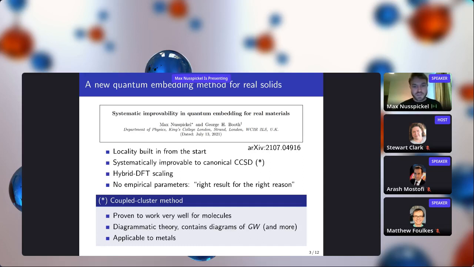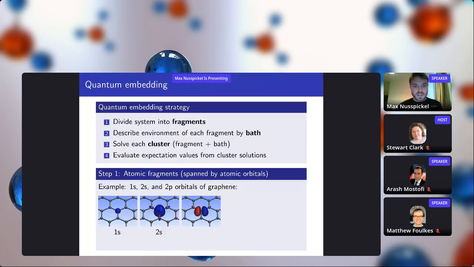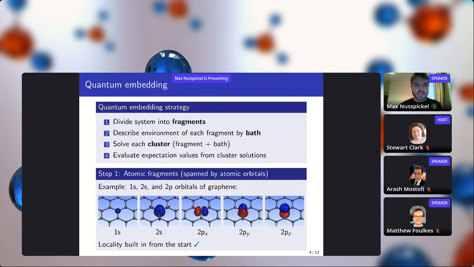But here, for the first time, we think we are able to apply this to something that mimics a real material, really. So I'd like to then outline how we do this.